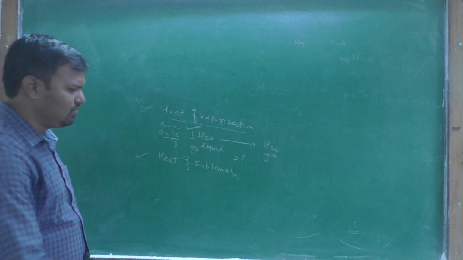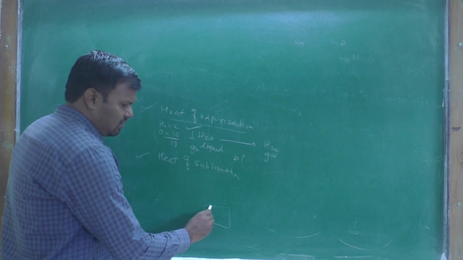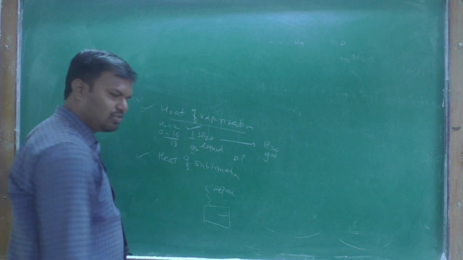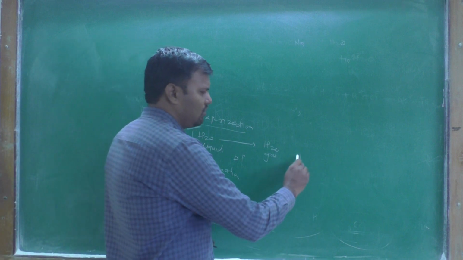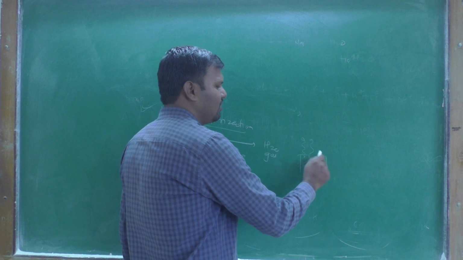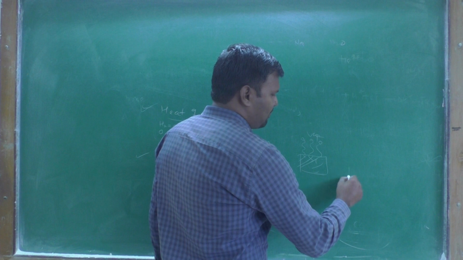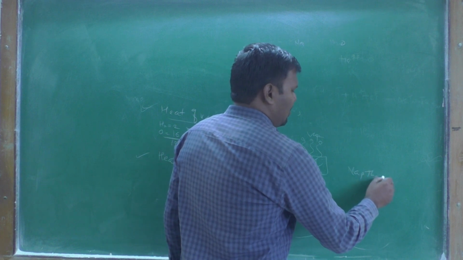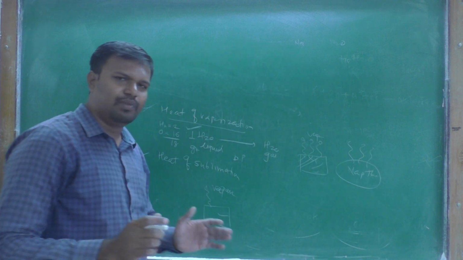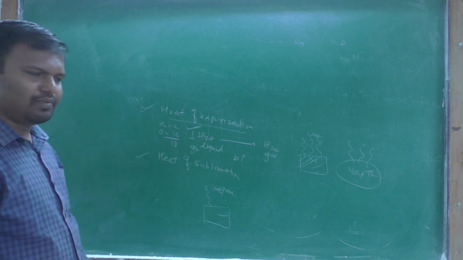Heat of sublimation means what? Sublimation is when a solid is directly converted into vapor phase. Suppose you have camphor. In your home, camphor is directly converted into the vapor phase at room temperature. Suppose you have naphthalene or anthracene, all these at room temperature are directly converted into vapor phase without melting.